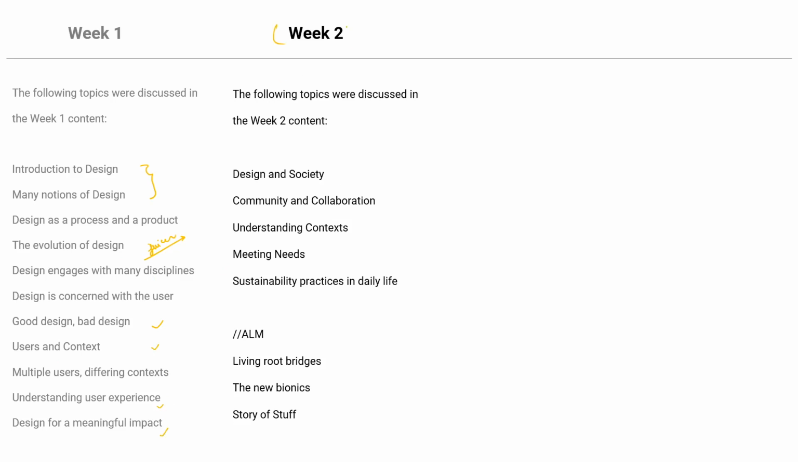Week 2, which is the current week content, basically talks about design and society, community and collaboration, understanding the context, and how do you meet the needs along with the sustainability practices like the lean thinking models as well. We also have additional learning materials wherein we saw the example of living root bridges, which is a very interesting case study, the new bionics, which is a TED talk, and again a YouTube video, which talks about the story of stuff.